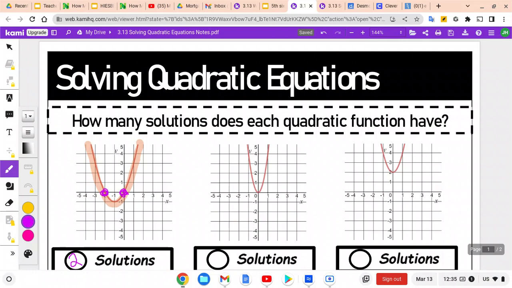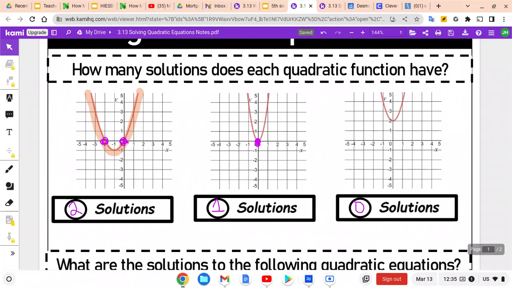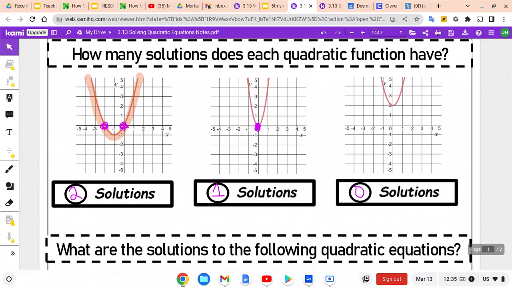Now, if it comes down and it just touches the x-axis, then it has one solution. And then if it does not touch the x-axis, there are 0 real solutions. Now, in Algebra 2, you'll learn about imaginary numbers, and you can find imaginary solutions. But for Algebra 1, there are 0 real solutions. The graph on the right does not cross the x-axis. It doesn't touch it. All right?